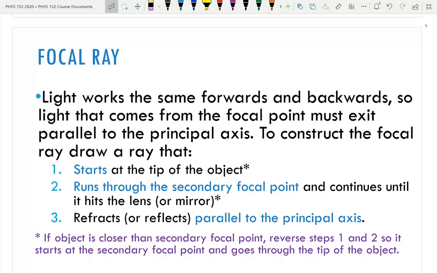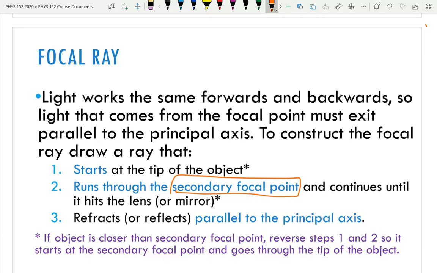So you start at the tip of the object, and then you run through the secondary focal point. I had the principal focal point on the last one. Now I have a secondary focal point. What's the difference? Parallel incident rays meet at the principal focal point. The secondary focal point is if light starts at the secondary focal point and goes through the lens, it will come out parallel. For a thin lens, it's the same distance, opposite side.